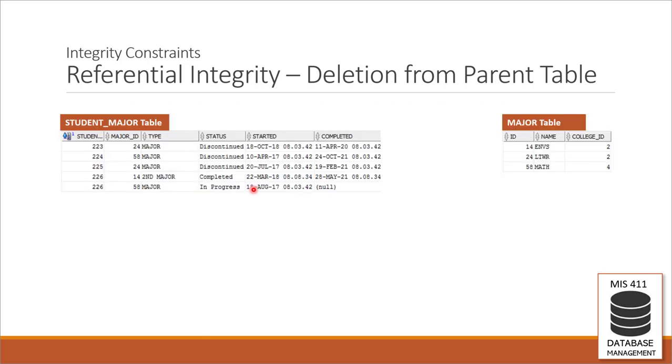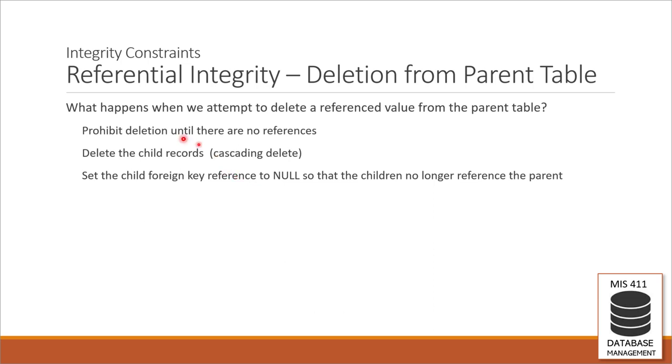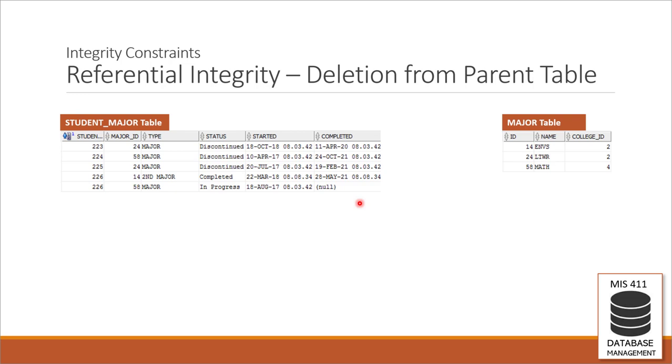So here's just a quick example of the first, which was prohibit deletion until there are no references. And this is the default. What will happen is it won't allow you to delete a parent record if there are any references from a child. So let's give an example of that. Back to the student major and major tables. Here we have the student major table, and it has major ID, which we've already established is a foreign key to the major table, okay? And here's the major table.